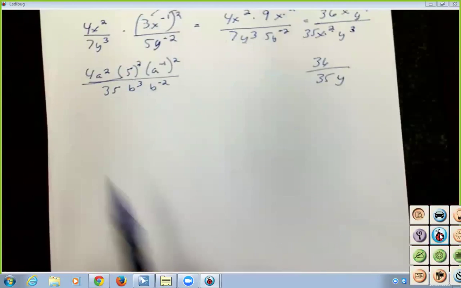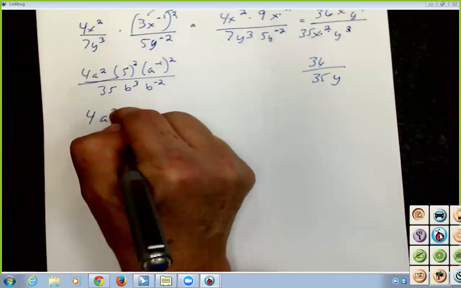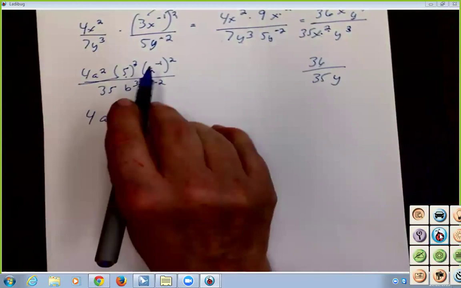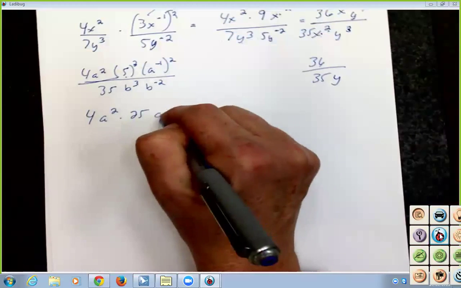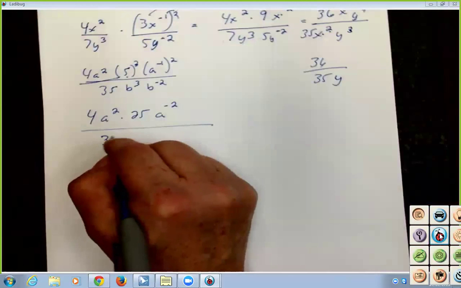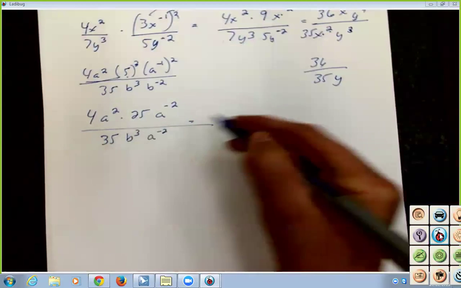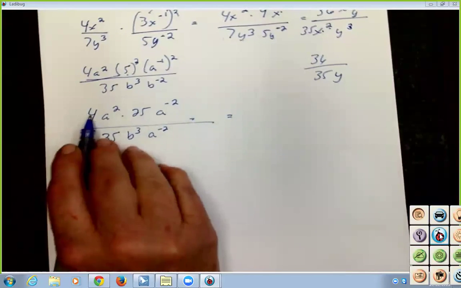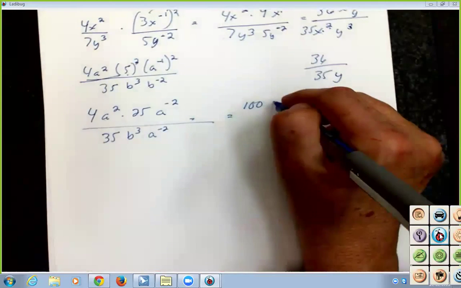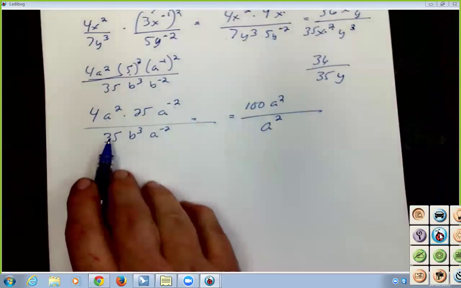Then this bottom one. The 4 stays on the top. The a squared, 5 squared becomes 25. A to the negative second becomes a to the negative second. All over 35 b cubed a to the negative second. So now I'm going to adjust stuff. So 4 times 25 is 100. A squared stays. A to the negative second is going to go to the bottom.